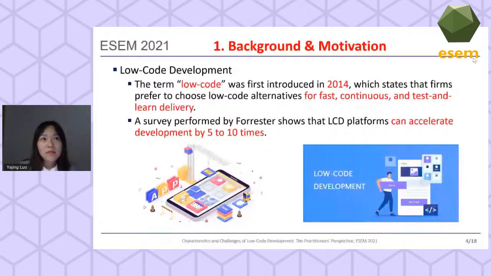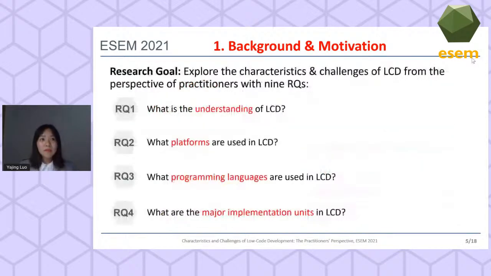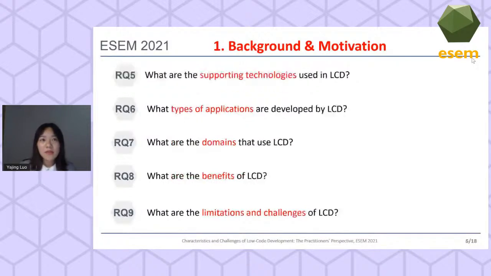The term low code was first introduced in 2014, which states that firms prefer to choose low-code alternatives for fast development, which can accelerate the development by 5 to 10 times. So we set the research goal to explore the characteristics and challenges of low-code development from the perspective of practitioners with 9 research questions. In particular, we explore the understanding, platforms, programming languages, implementation units, supporting technologies, types of applications, domains, benefits, and limitations and the challenges about low-code development.